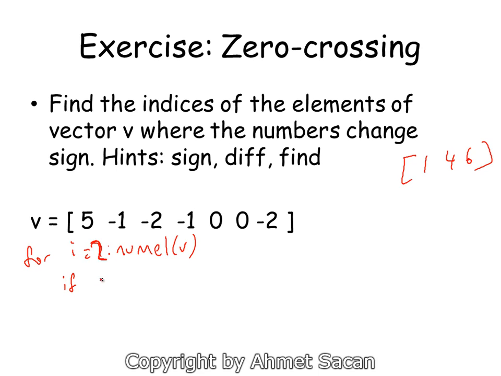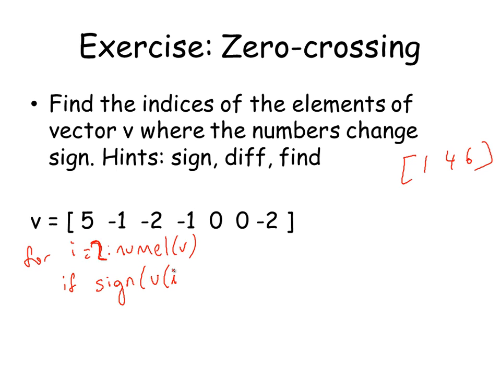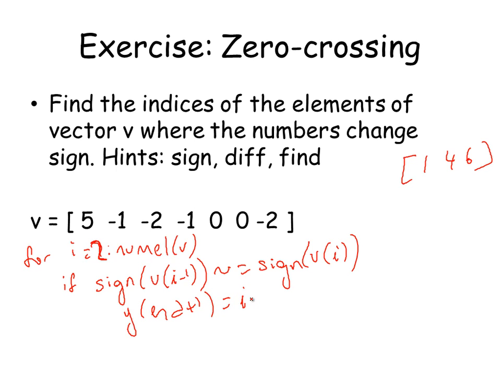And I will say if sine of V(i minus 1) is not equal to sine of V(i), then my output variable, let's call it y, n plus 1 equals i minus 1. Let me actually rewrite the indices, so it goes from 1, and I'll compare i and i plus 1, 1 to the number of elements minus 1. If the sine of V(i) is not equal to sine of V(i plus 1), then I'm going to add i to my matrix, to my output vector. Okay?